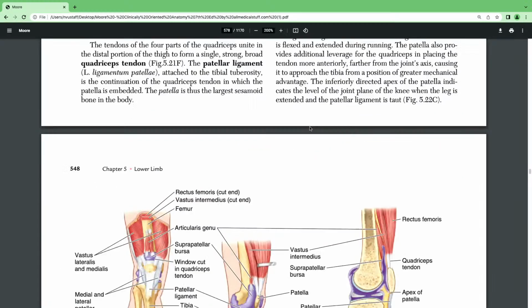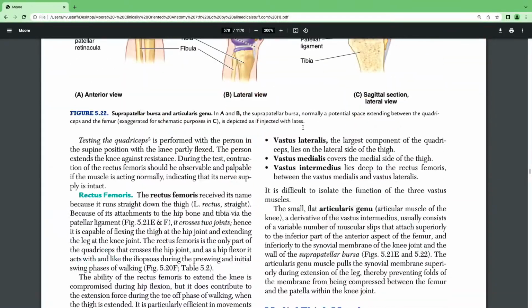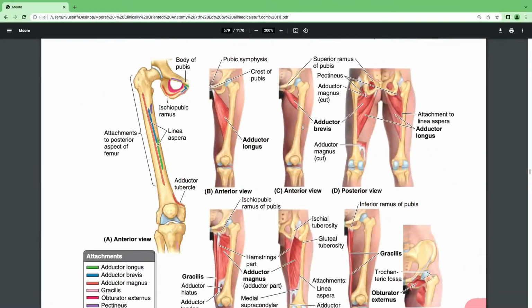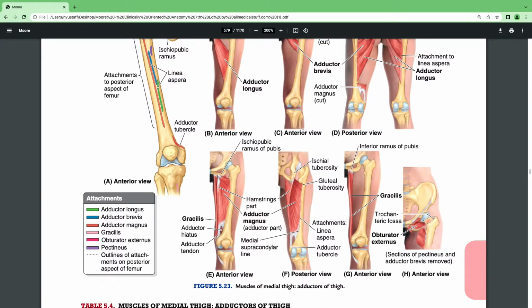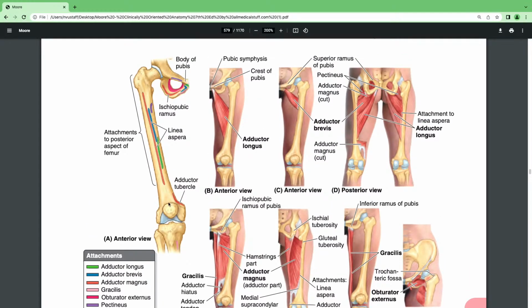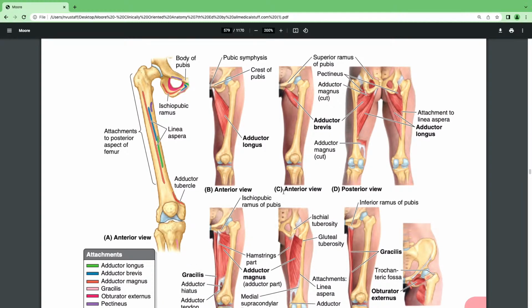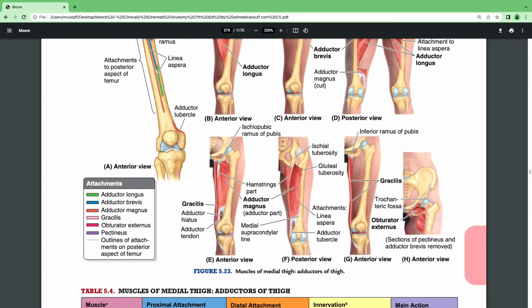So here we do have a very interesting picture, and this is figure 5.23, which contains several pictures, such as picture A, which represents the anterior view just of the skeletal portion of the thigh. Then we continue with pictures B, C, D, which show you the different types of the medial compartment muscles, and then it continues with the rest of the pictures.